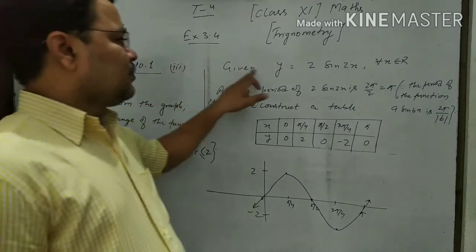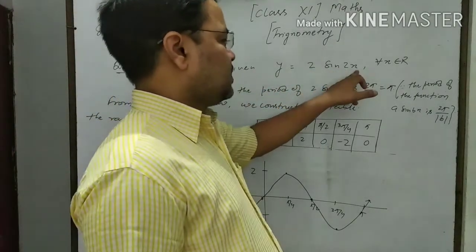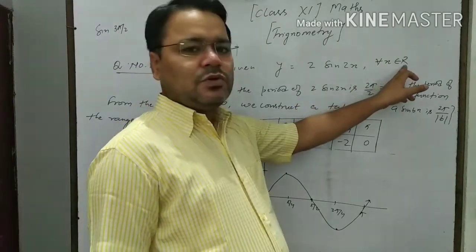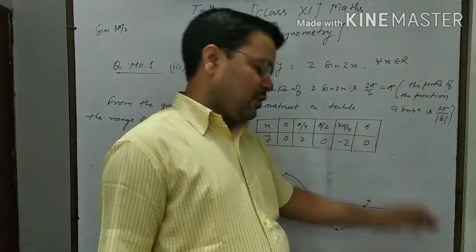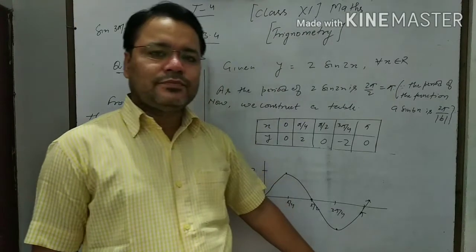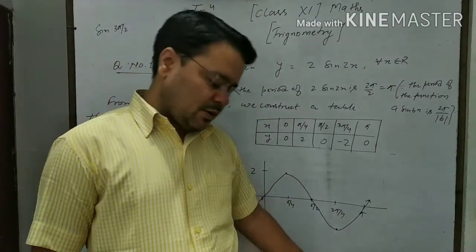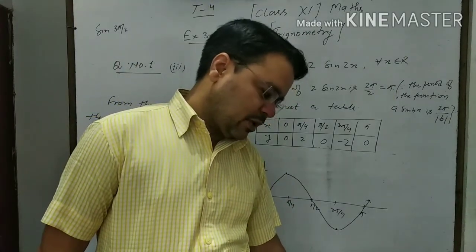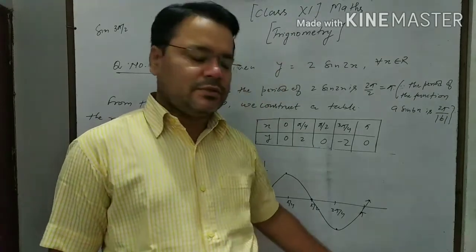Here the given y is equal to 2 sine 2x for every x belongs to a real number. We have to find its graph and range as well as period of this trigonometric function.